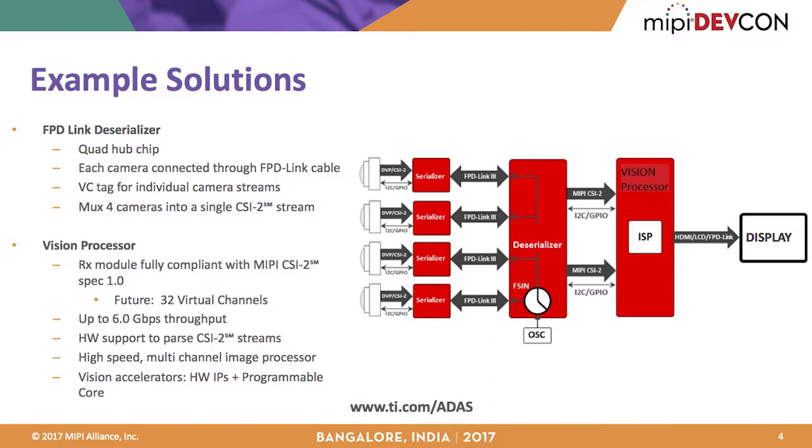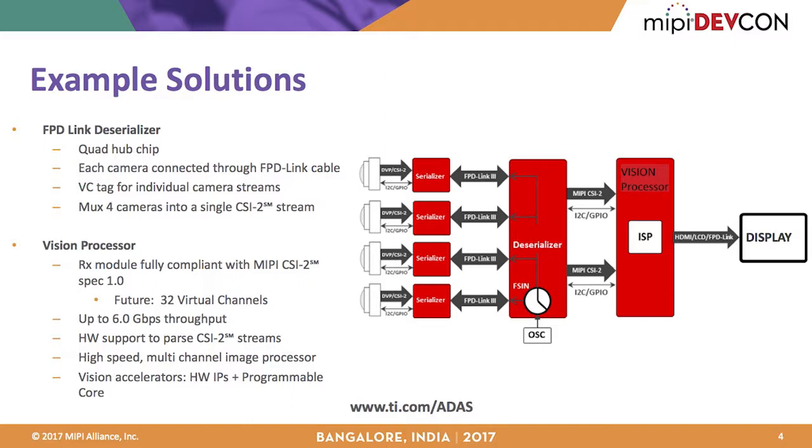A serializer is a device which takes the CSI2 stream, converts into an analog stream, and sends it over a long analog cable. On the other side, we have a deserializer device. Deserializer does the exact opposite. So it takes an analog image and converts it to digital, extracts the serializer packets from the CSI2 stream, and sends it to the vision processor over another fresh CSI2 byte stream.